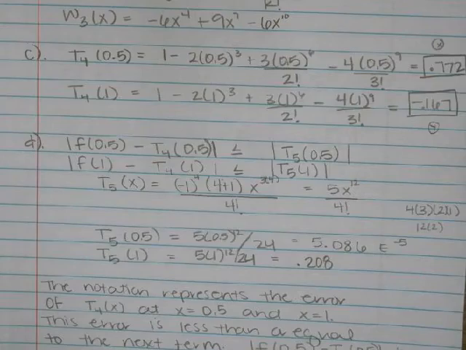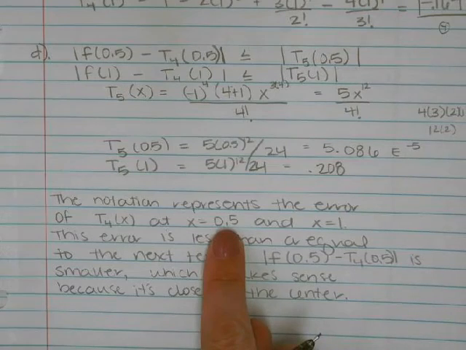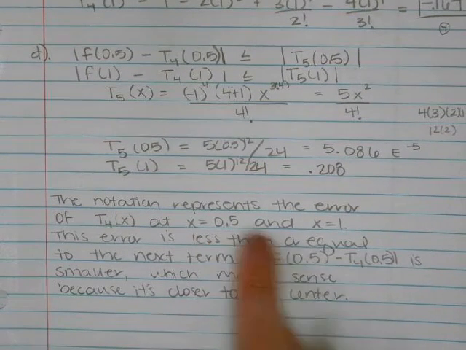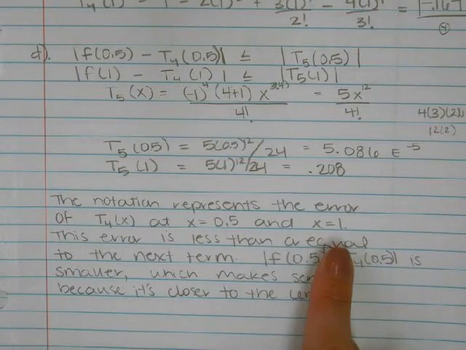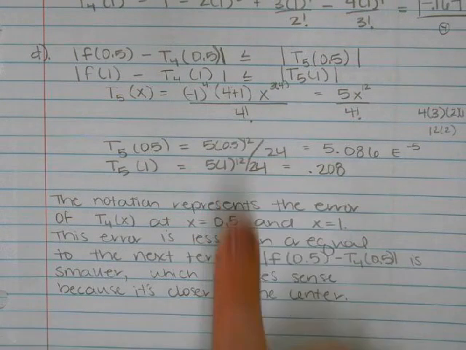The other way: since the notation that they gave you represents the error, and since 0.5 is closer to the center, which was 0, versus 1, then we know the error is going to be less. The error is going to be smaller the closer you are to that center. So you could just say, knowing what you know about how these work, that 0.5 would be the answer. That was the other way you could do the problem, so either way is totally fine.